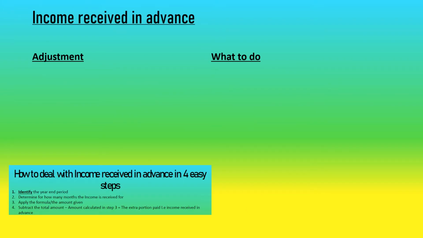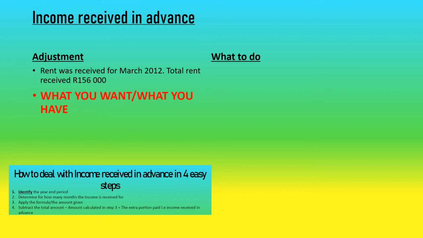My next adjustment that I want to do is my income received in advance. So income received in advance is any money that you've received for work that you have not completed for the year. For example, rent was received for March 2012. Total rent received was 156,000. Remember our formula from our accrual video, what you want over what you have. You can watch the video, I'll link it above if you need more information on the formula and how accruals and income received in advance works.